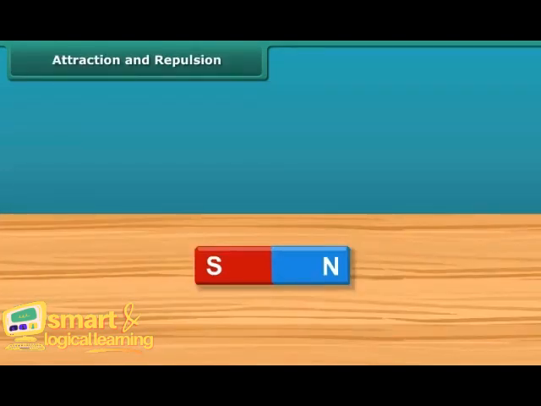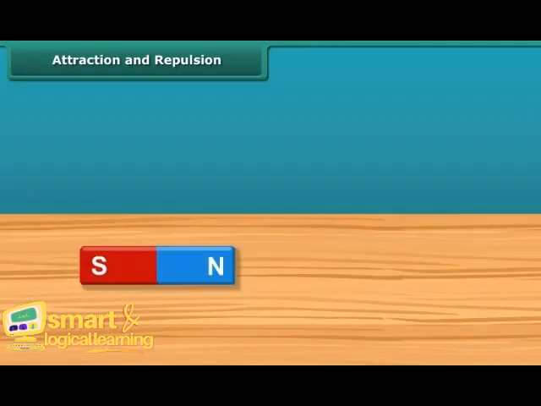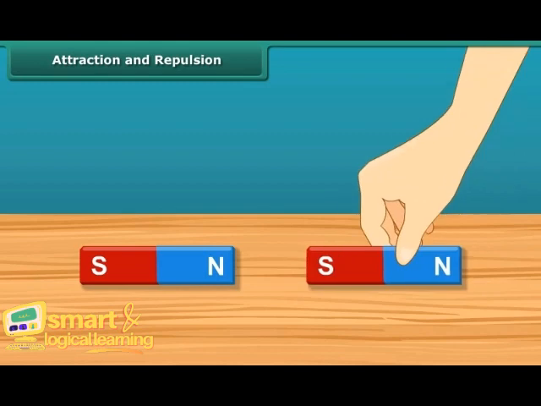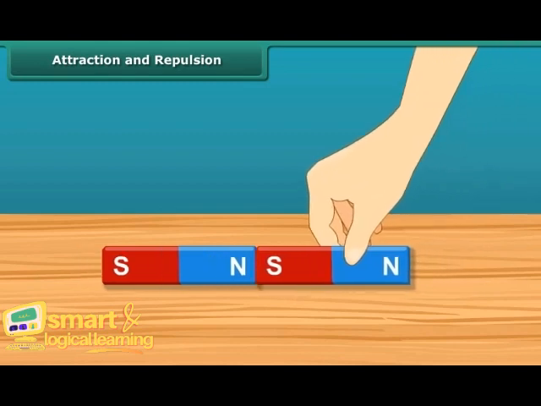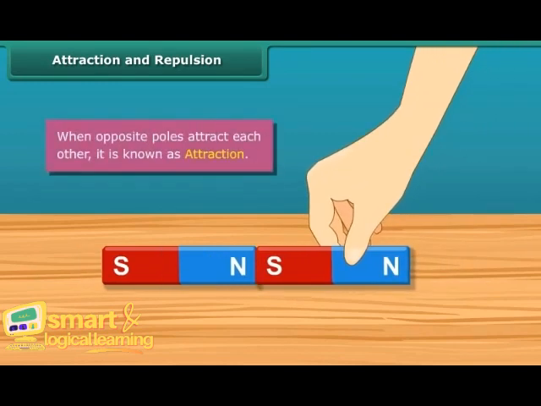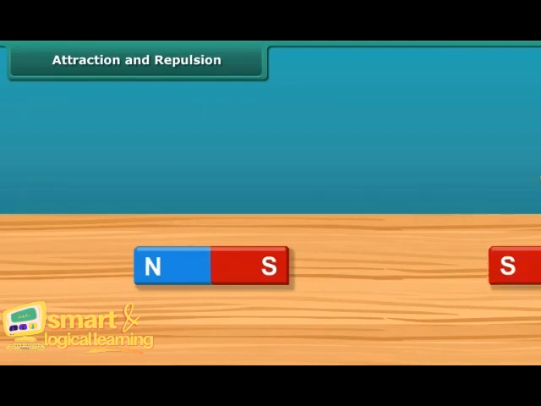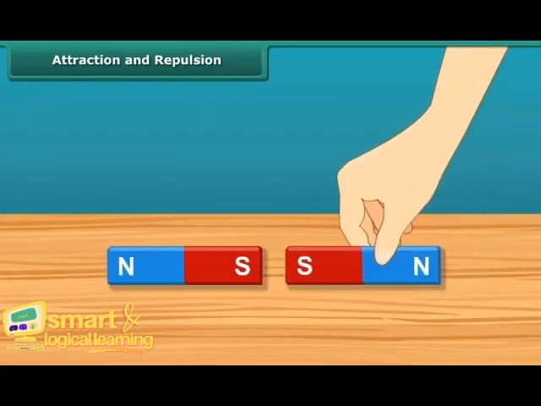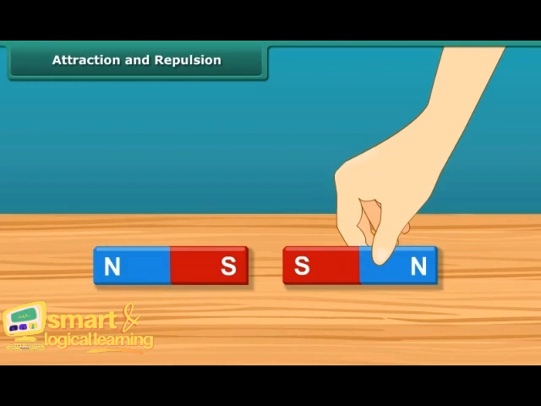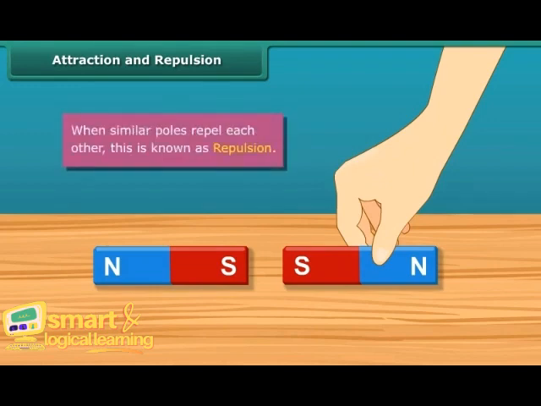Attraction and repulsion. Now that you know about poles of a magnet, let us look at the attraction and repulsion properties too. In the case of magnets, when the south pole comes in contact with the north pole, these get attracted to each other. This is better known as opposite poles attracting each other. Similarly, when the south pole comes in contact with another south pole of a magnet, they do not attract each other. In fact, they repel each other. This is better known as similar poles repelling each other.